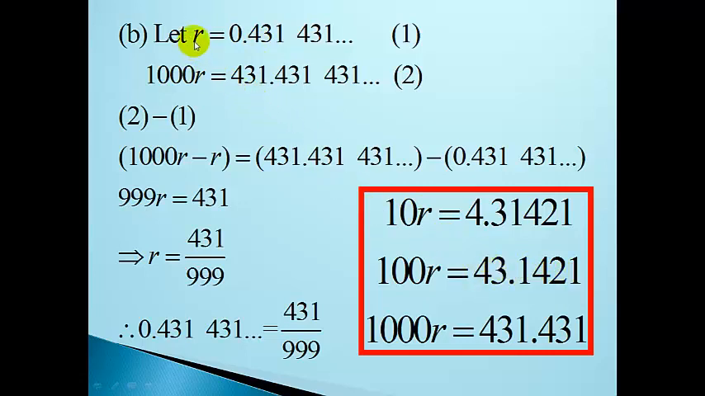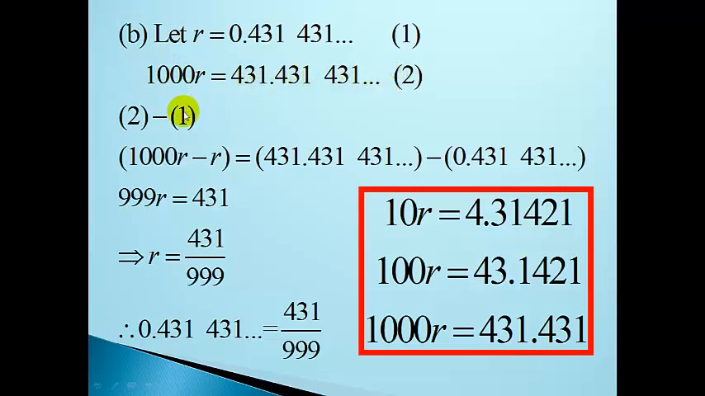But when you multiply R by 1000, you have 1000R on the left hand side. And on the right hand side, you have 431.431. So the recurring pattern is also seen when we multiply through by 1000. And that's the reason why we multiply R by 1000. And this is equal to 431.431431. And that's equation 2.